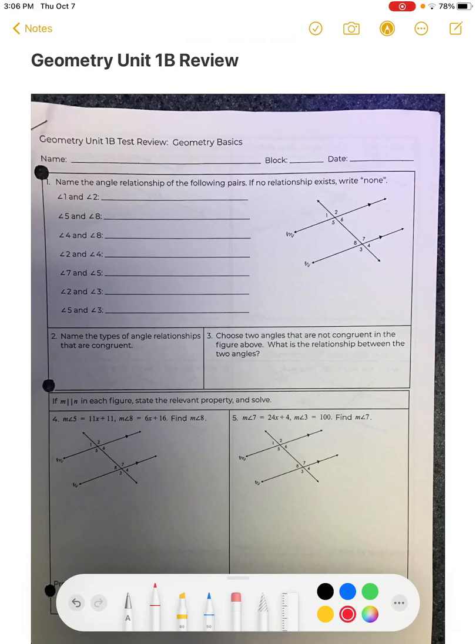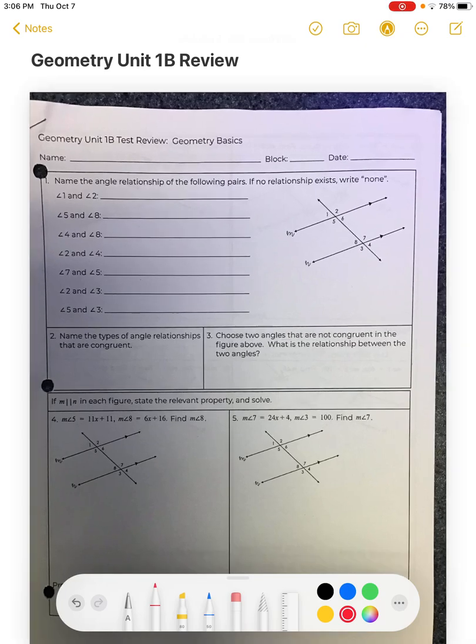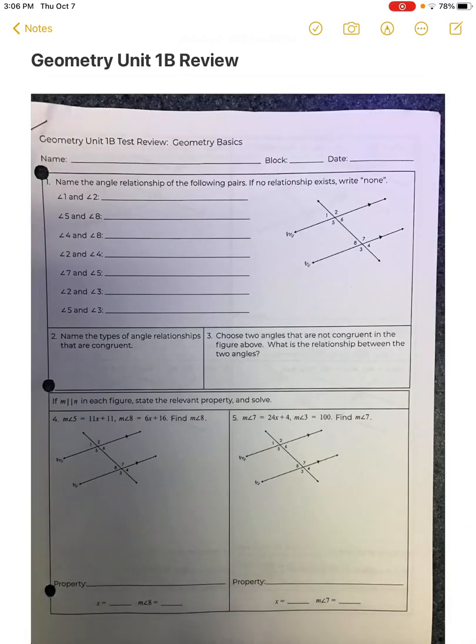Okay, so we are looking at the Geometry Unit 1B review. We have a test coming up next class, so we're going to focus on our parallel line angle relationships. So in this picture, I can circle these and erase them as I go. So we're looking at angle, oops, hang on one second.